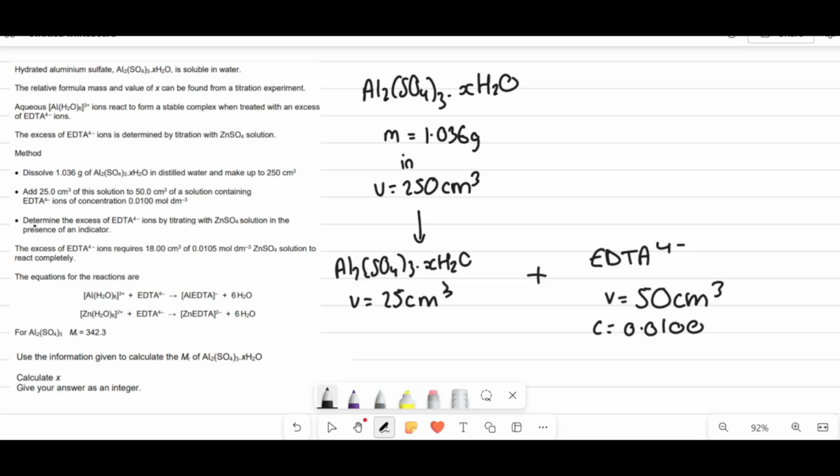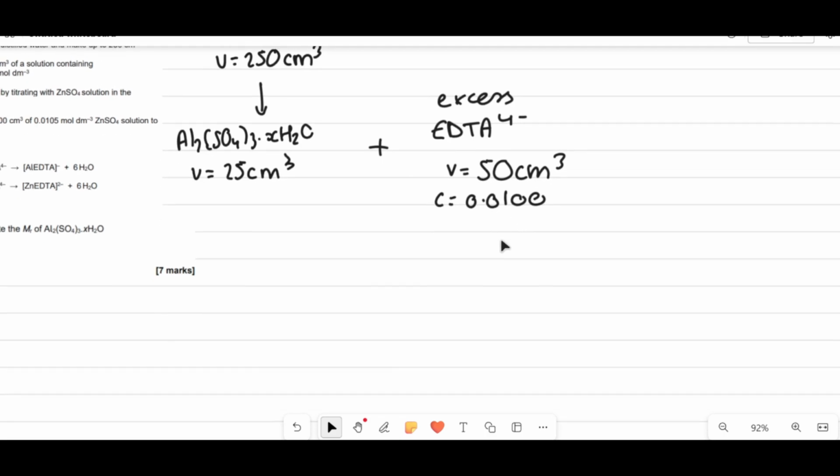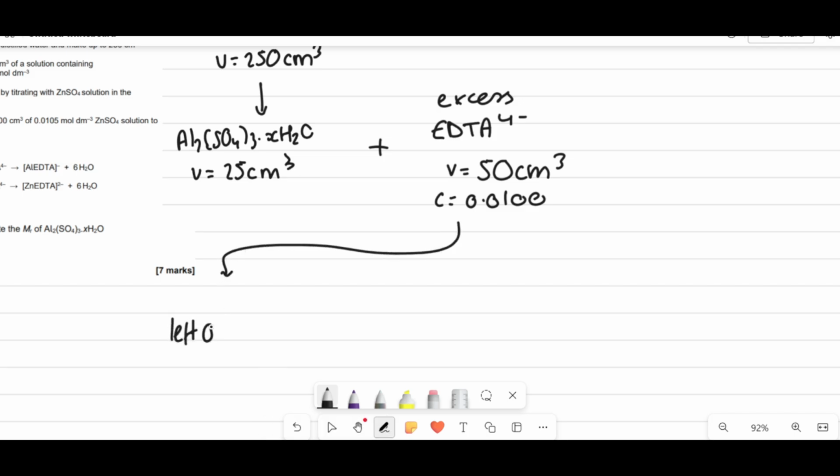So if the next line says determine, change that into words you understand: find the excess of EDTA4 minus, right? Forget this by titrating bit, just focus on that. It means that this is an excess now, which means we must have added extra, right? So this is excess, meaning that we will have leftover EDTA. We'll have leftover EDTA, won't we? So write it logically, leftover EDTA4 minus, right?